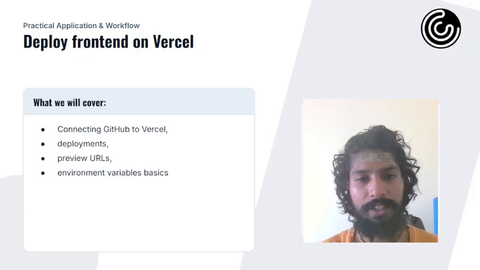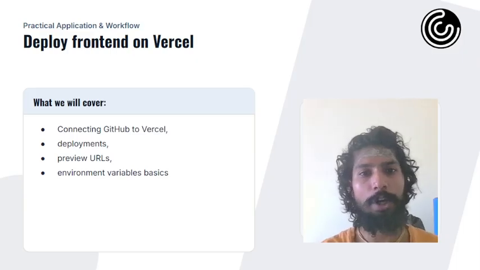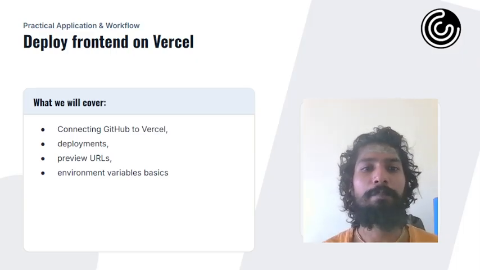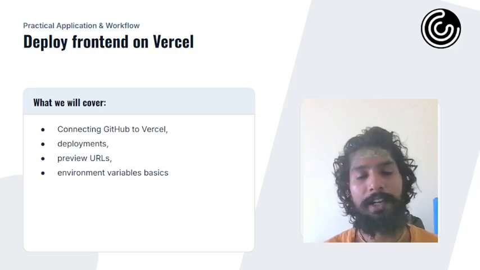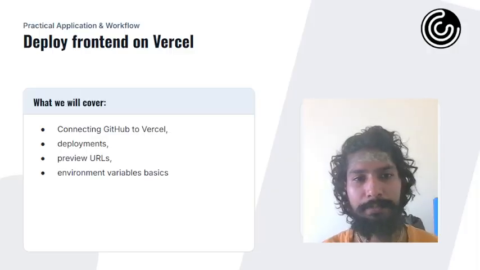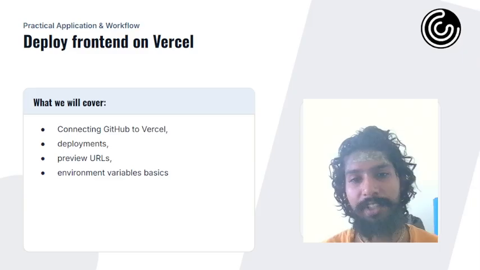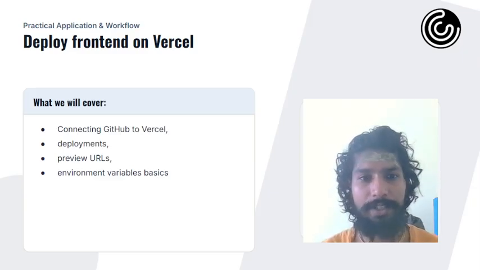The real workflow is code on your laptop, push code to GitHub, connect GitHub to a deployment platform, deploy the app, make changes, push again, and see automatic redeployment. Today we will do exactly that. We will push our Next.js app to GitHub, deploy it on Vercel, then make one small change and see how Vercel automatically redeploys the latest version.